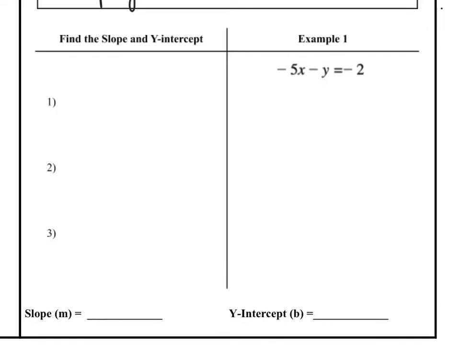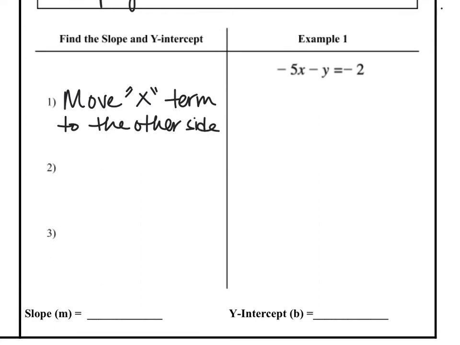Okay, our first example, we're going to write the steps as we go. The first thing that you're going to do to find the slope and the y-intercept is get this solved for y, so it's y equals mx plus b. So step one, move the x term to the other side. In our case, we have negative 5x minus y equals negative 2. To move the negative 5x, I'm going to add 5x, and I'm going to draw this little bouncing line here. To move it to the other side, since it's negative, I do have to add it.